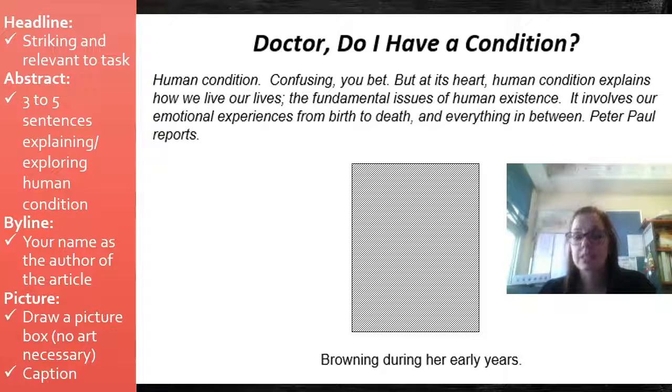Now it's really not necessary to draw a picture. A simple box that would show where the picture would be, but a caption is important. So don't get caught up trying to draw a picture in the middle of the exam. It's not necessary. Just show the reader that you would have included a picture and explain what that would be about through the use of a clever caption.